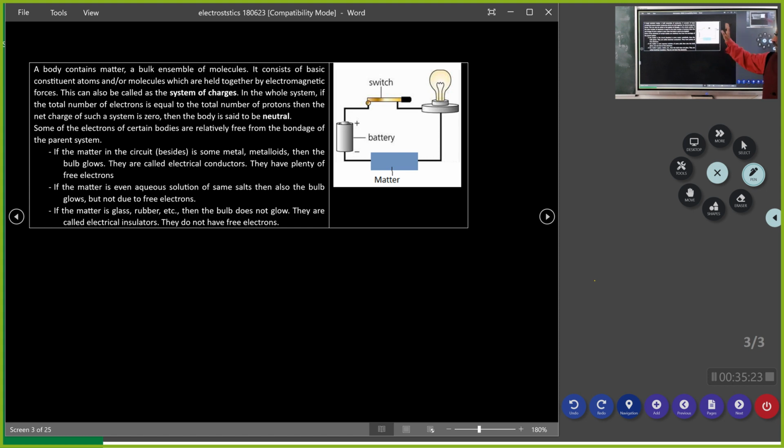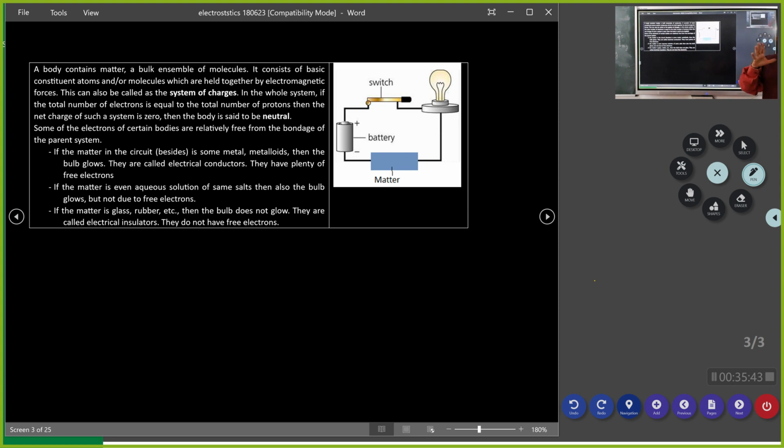Alright, so this circuit is familiar to all of you, right? So you have got a battery, which all of you know, and then there's the switch, bulb, matter. And I am showing here a box and there is a matter in that. I don't know what is the matter.